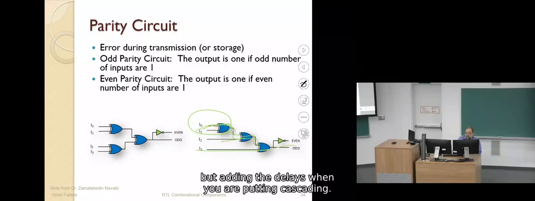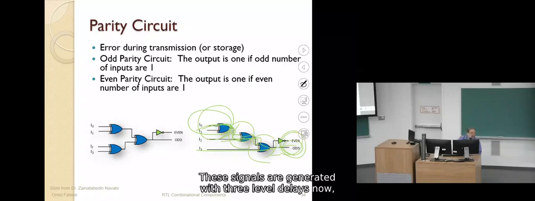So when you are cascading, here we have only one level delay, here we have two level delay, here we have three. So these signals are generated with 3-level delays now, and cascading makes more and more delays. We have talked about this.